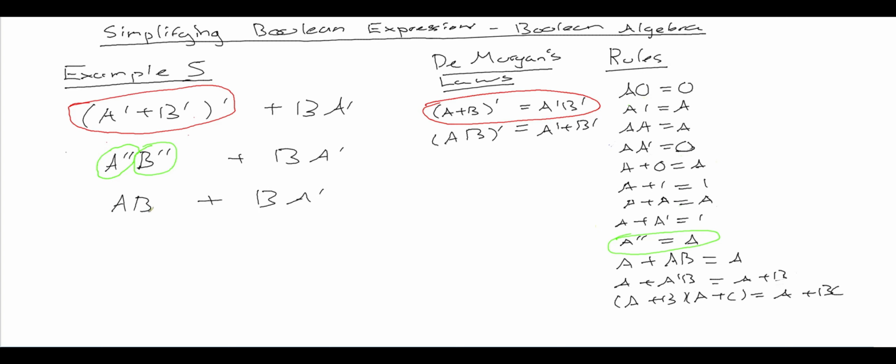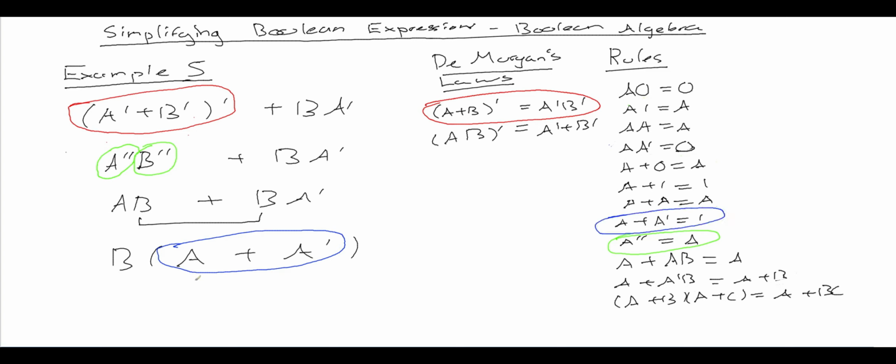Then what you'll probably notice is we can take out the common factor of B, and that's what we're left with. Then we've got an occurrence over here of this rule, and by that rule this part of our expression will simplify to 1. So we're left with B and 1. Then finally we've got an occurrence of this law here: something and 1 is just itself, and then we're left with B if we apply that law.